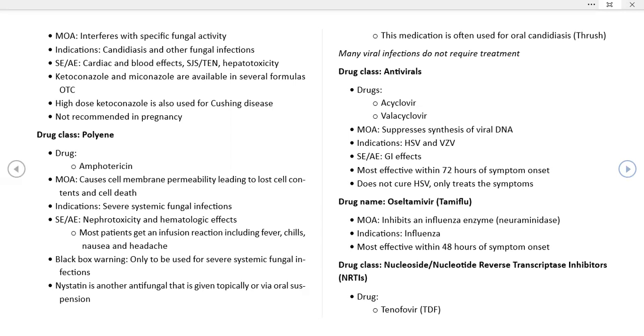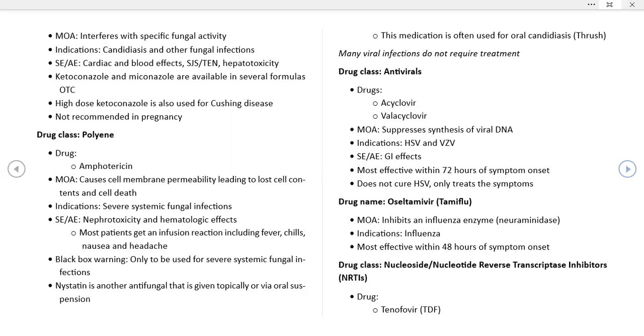Next, we have nystatin, which is another antifungal that is typically given topically or via oral suspension. This is not an IV medication. And I'm not going to get into exactly what we use this for here. I did put one example up there that I've commonly seen in different nursing test banks, is that it's used for oral candidiasis, which is thrush. We also use it for candida that develops around the nipples in breastfeeding moms, things like that.